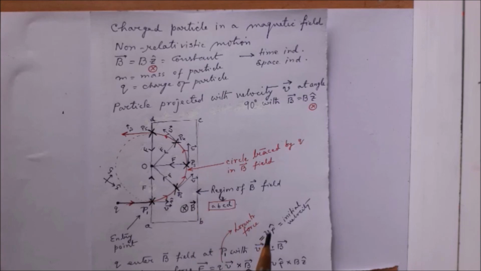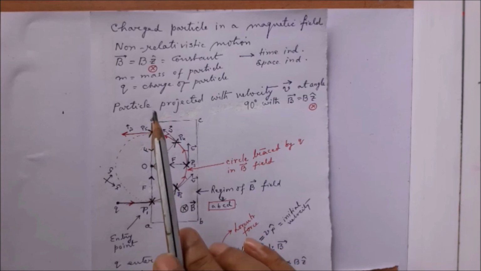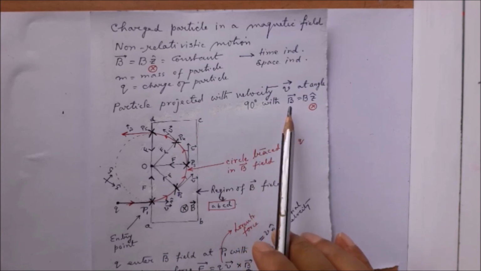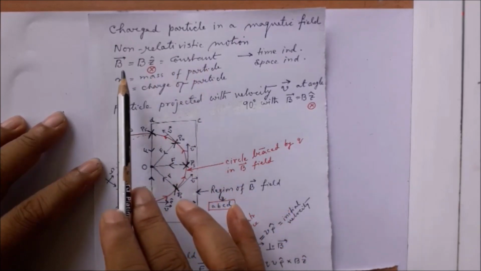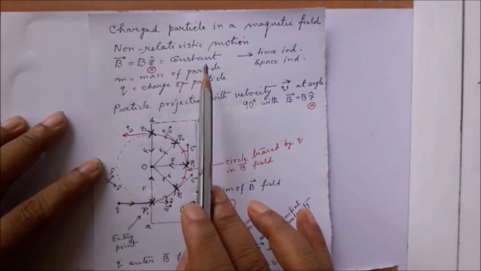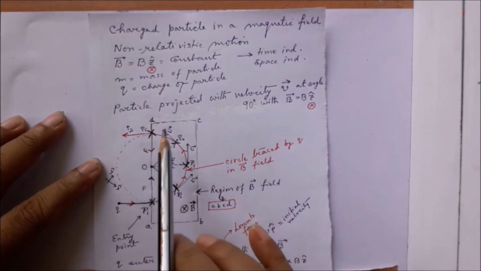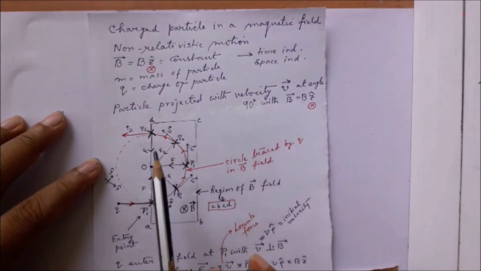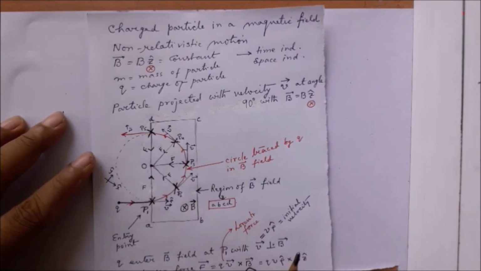Let us now go straight into theory. We consider a special case where a charged particle is projected at an angle of 90 degrees with the magnetic induction. We consider non-relativistic motion, that is the low speed case. Magnetic induction B is constant, and it is along z hat, which we take to be pointing into the paper. M is the mass of the particle, Q is the charge of the particle. Now we have to study this diagram carefully and understand the trajectory before going into any meaningful mathematical analysis.